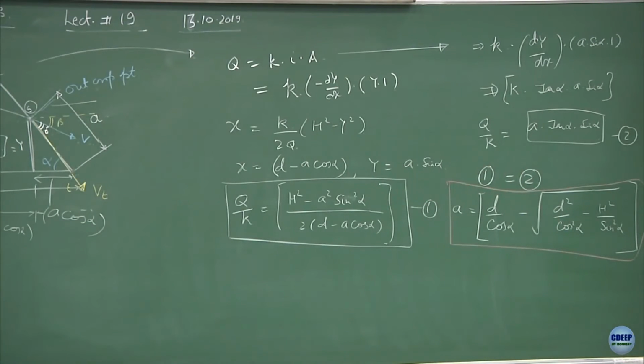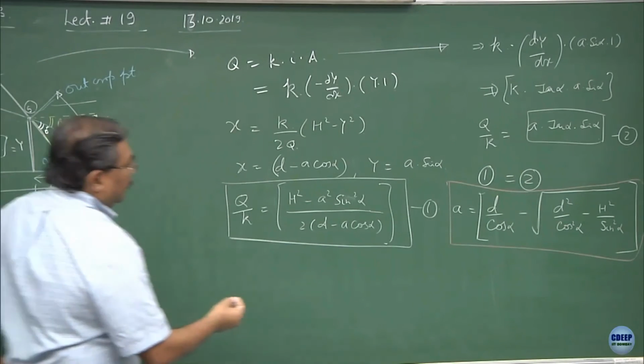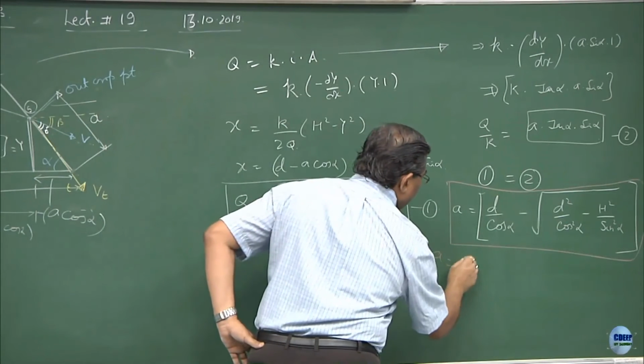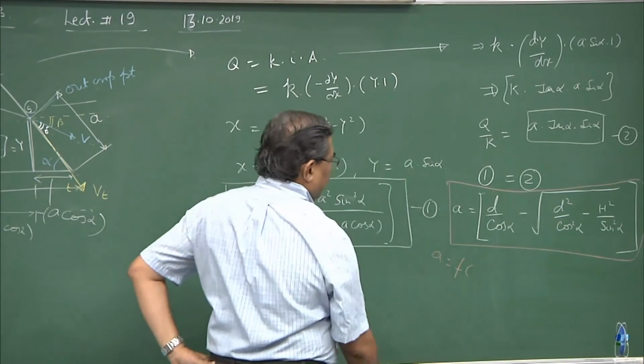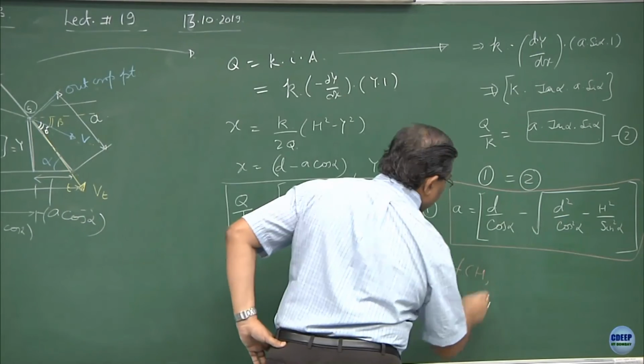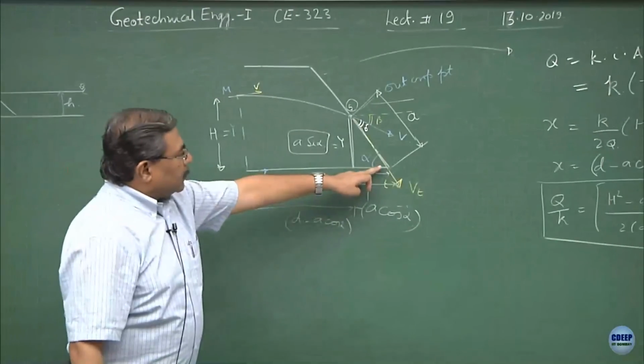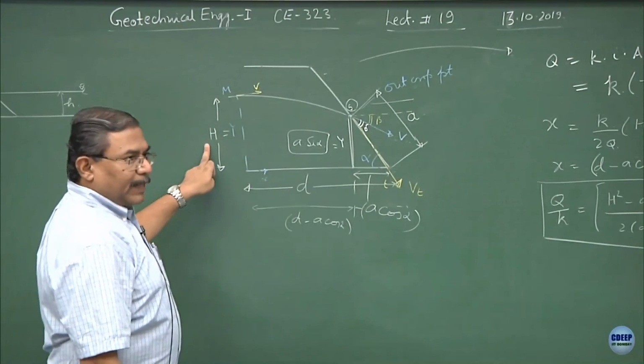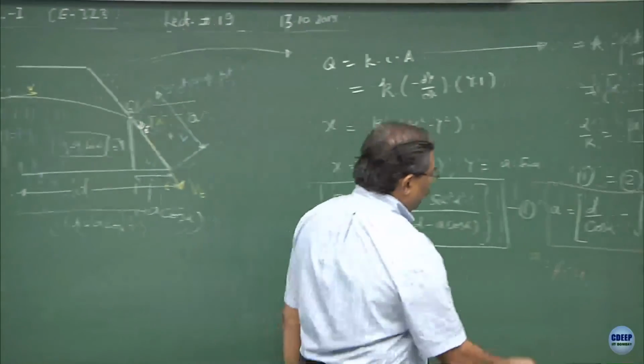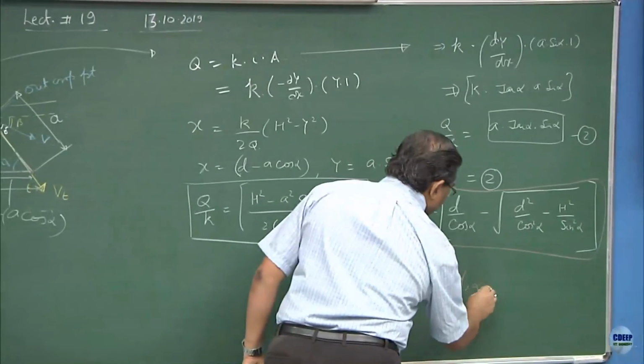In other words, A depends upon what? A would depend upon capital H, number 1, alright, the distance of the section at which H is acting, so D, and the alpha value.